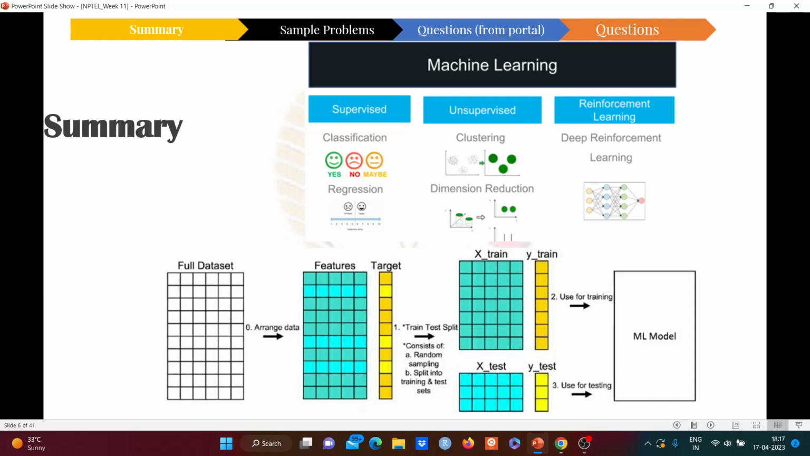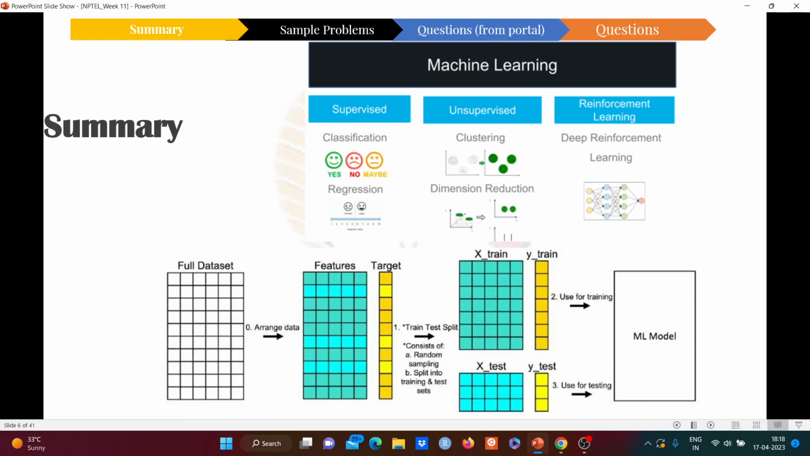The train test split is typically performed by randomly dividing the data set into two subsets. So one subset is called the training set and the other subset is called the test set. Here, the training set is used to train the model while the testing set is used to evaluate the performance of the model. So here, the testing set will be new and unseen data.